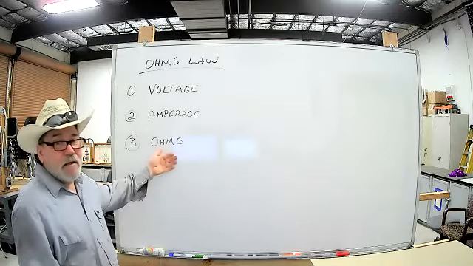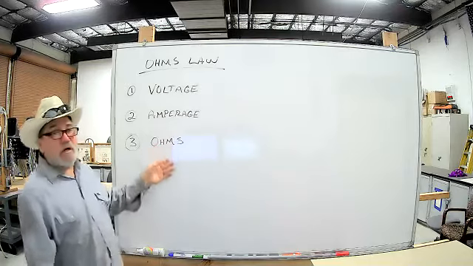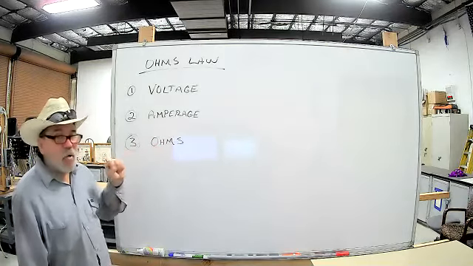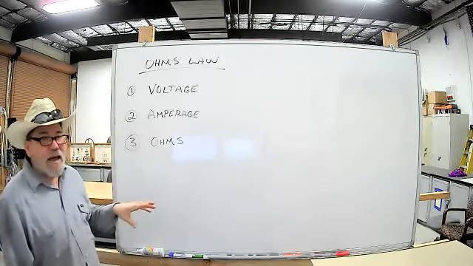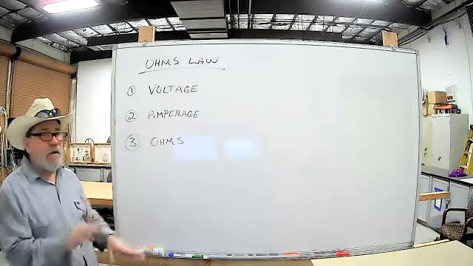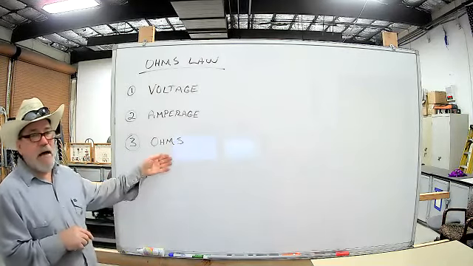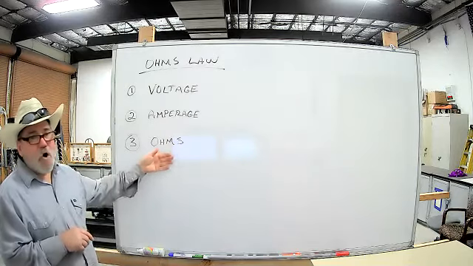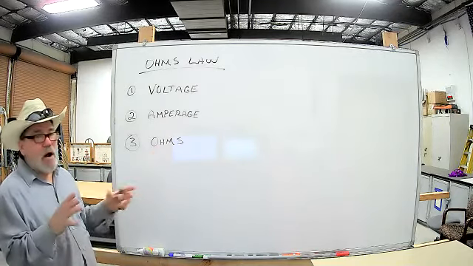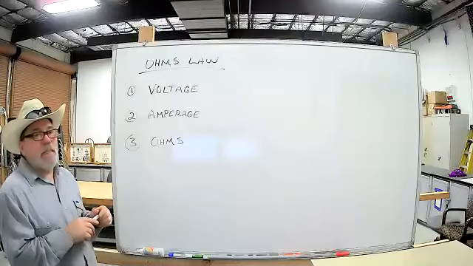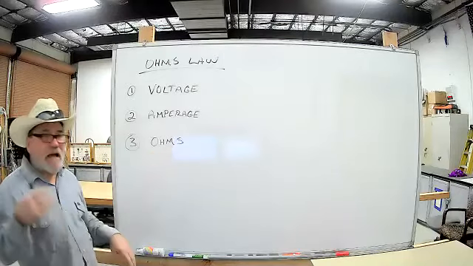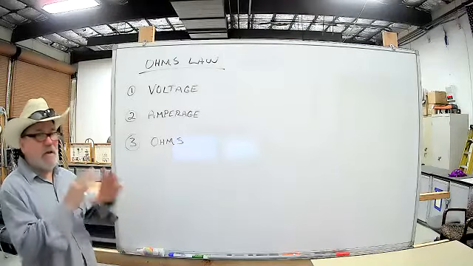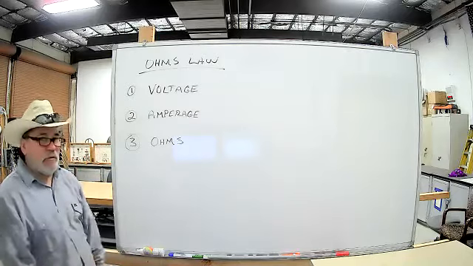Same thing with ohms. A smaller, tinier, skinnier wire is going to have more resistance to flow, and so it's going to have a higher amount of ohms. A big fat wire is going to have less ohms because it's going to have less resistance, just like a water pipe compared to a tiny hose.